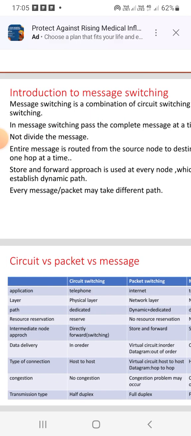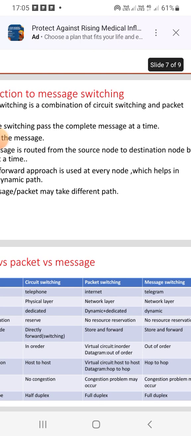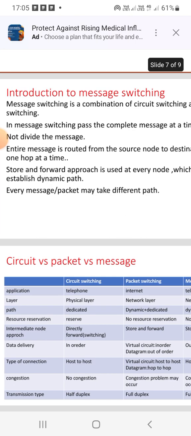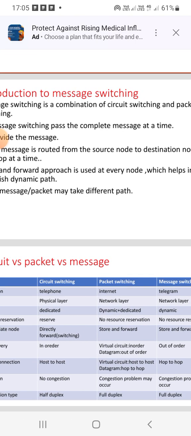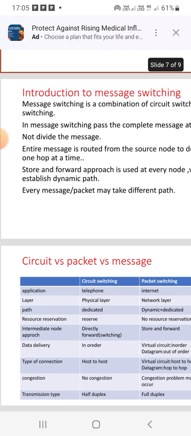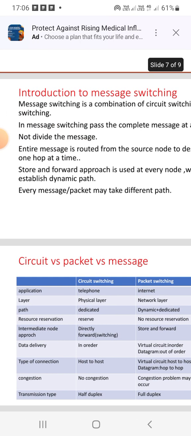Intermediate node approach: circuit switching directly forwards the packets, while packet switching and message switching use store and forward. Data delivery: in order in circuit switching; in packet switching, virtual circuit is in order, datagram approach is out of order. Message switching is out of order. Type of connection: virtual circuit is host to host, datagram is hop to hop, and message switching is also hop to hop.